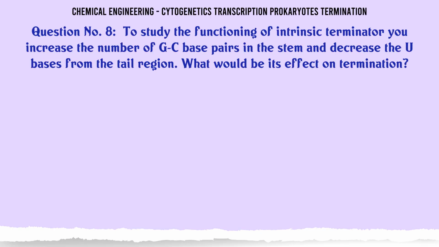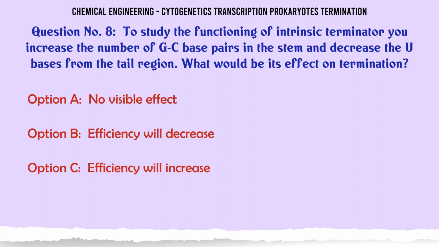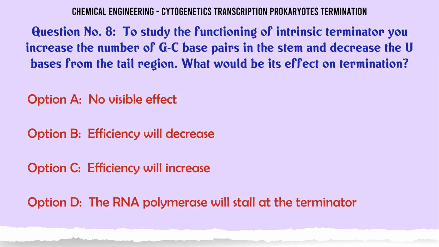To study the functioning of an intrinsic terminator, you increase the number of GC base pairs in the stem and decrease the U bases from the tail region. What would be its effect on termination?